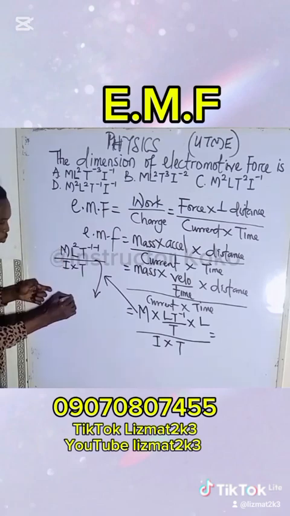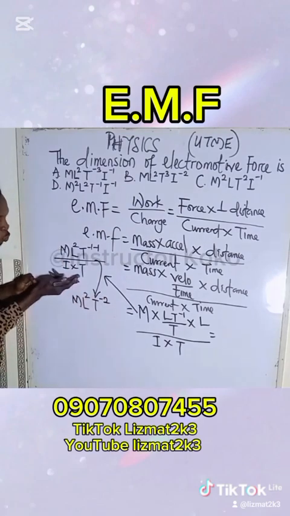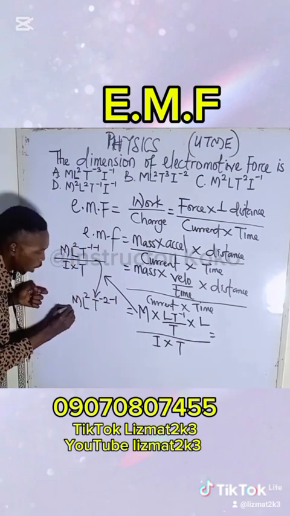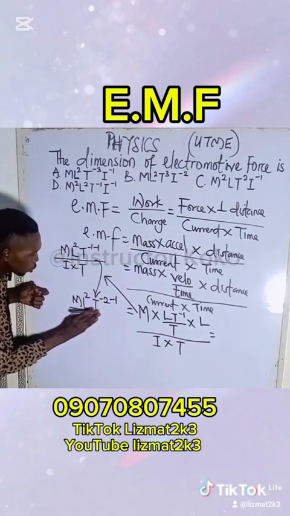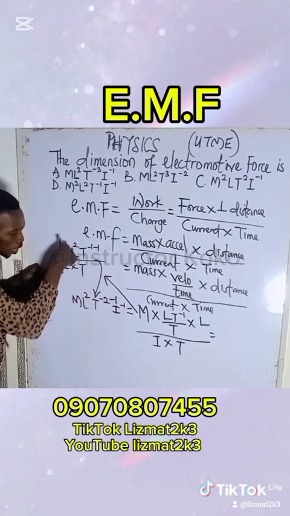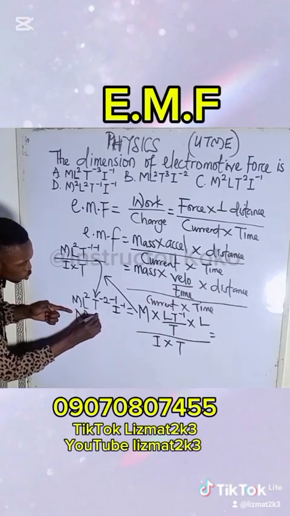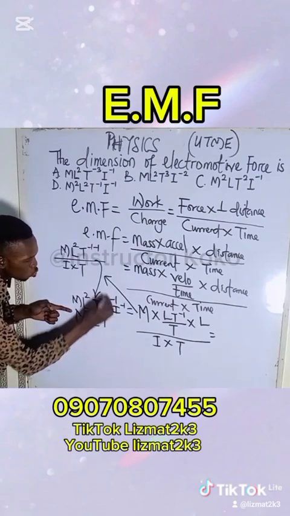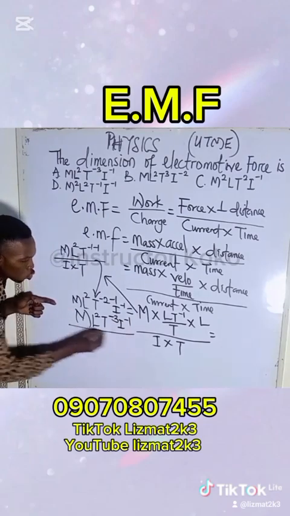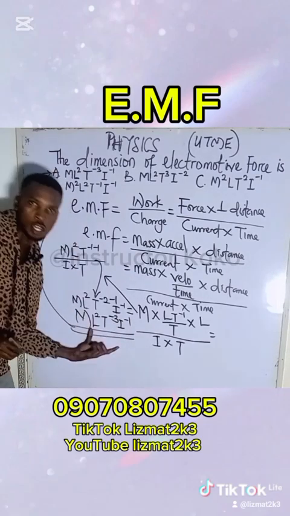I'll come down. So this becomes ML squared T minus 2. Okay, this T at the denominator, bring it up, it becomes minus 1. Bring I up. That is I minus 1, that is the inverse. So finally, you have ML raised to power 2, T raised to power minus 2 minus 1, that is minus 3, I raised to power minus 1. And the option here is option A.